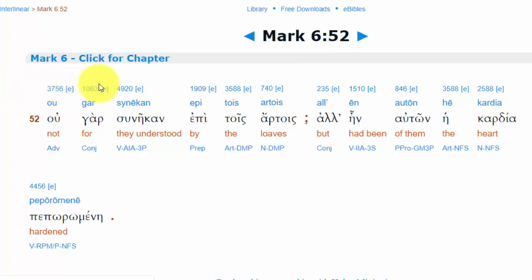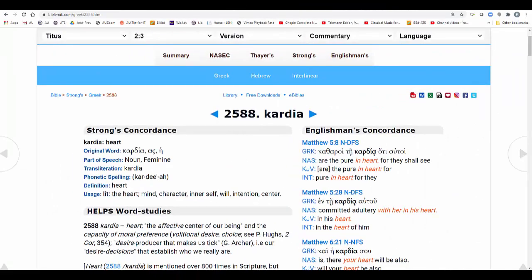The numbers that are across the top above the transliteration then are the Strong's code numbers. Each word from the Bible is assigned a number in the Strong's listing. This word happens to be number 2588. Simply by clicking on it, it'll bring you to a page that provides this information.